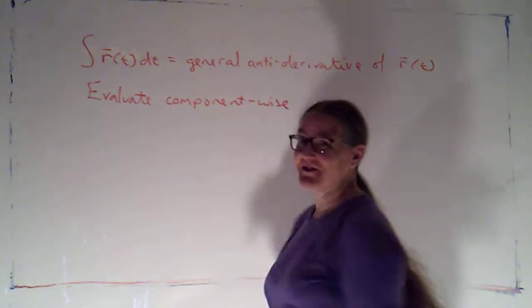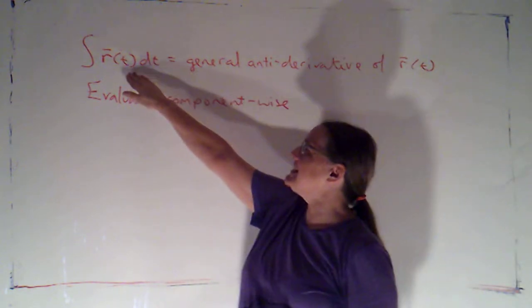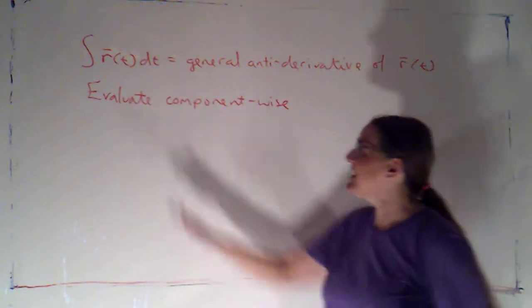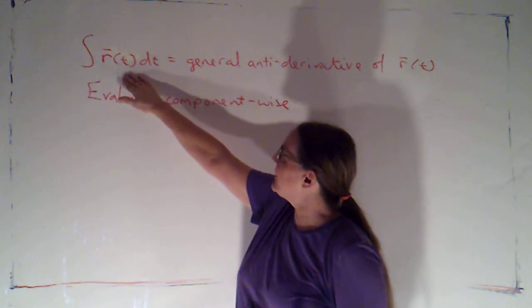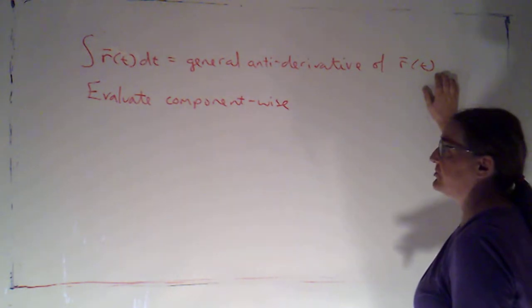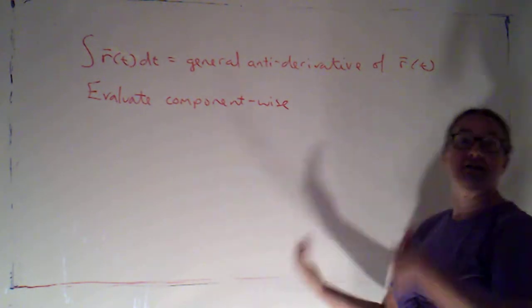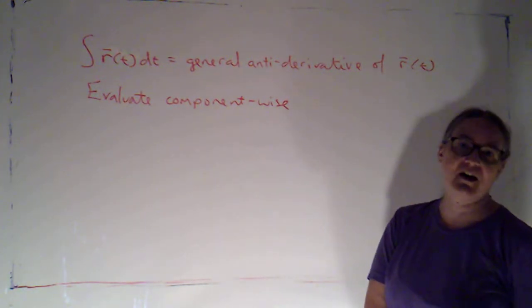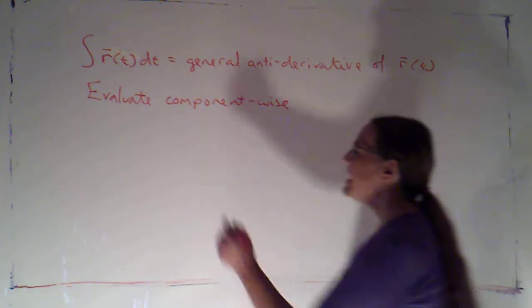In the last couple of videos, we talked about definite integrals. Well, we can also talk about indefinite integrals of vector functions. And just like with real valued functions, an indefinite integral of a vector valued function is just the general antiderivative of that function. And because we take derivatives component-wise, we're going to take antiderivatives component-wise as well. Okay. Let's just do an example.